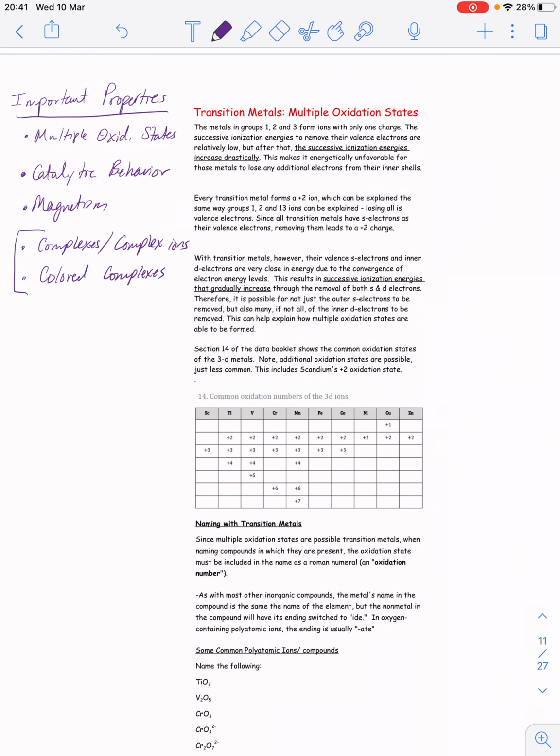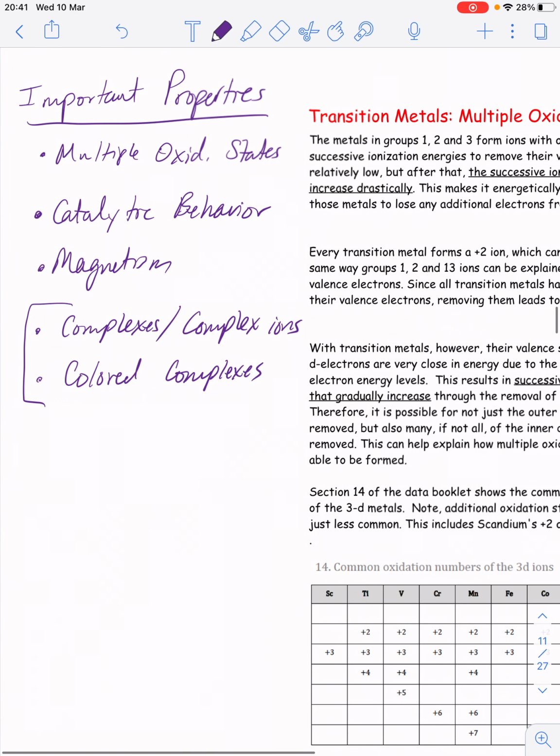So transition metals have a number of important properties that you're supposed to be aware of for the IB exam. Just to list them, the IB would expect you to know that transition metals form multiple oxidation states, or can exist at multiple oxidation states, and that they often display catalytic behavior, meaning that they can act as catalysts. That can be true both in their elemental metal form, or in their ion forms.